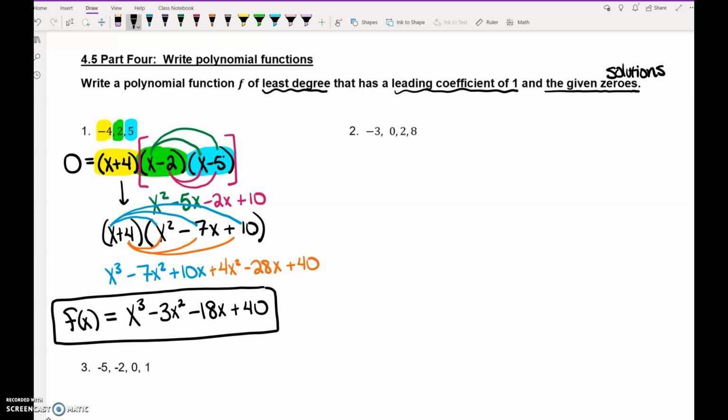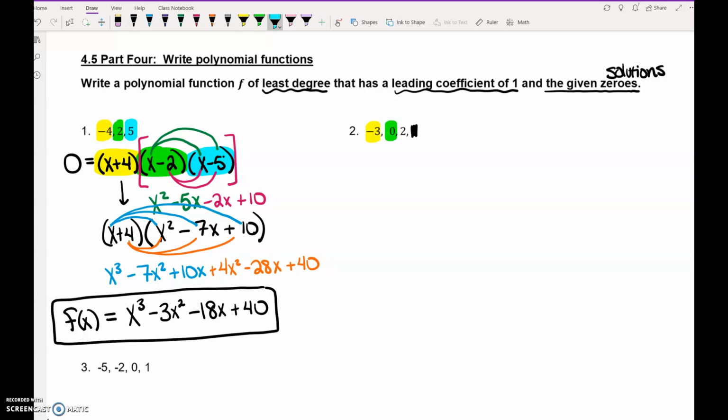Okay, number 2, I'm actually going to change. I am not going to make you do one with 4 solutions. So I'm going to say, let's pretend that this one just had the first 3 solutions. So write a polynomial function f of least degree that has a leading coefficient of 1 and has the zeros -3, 0, and 2. Okay.